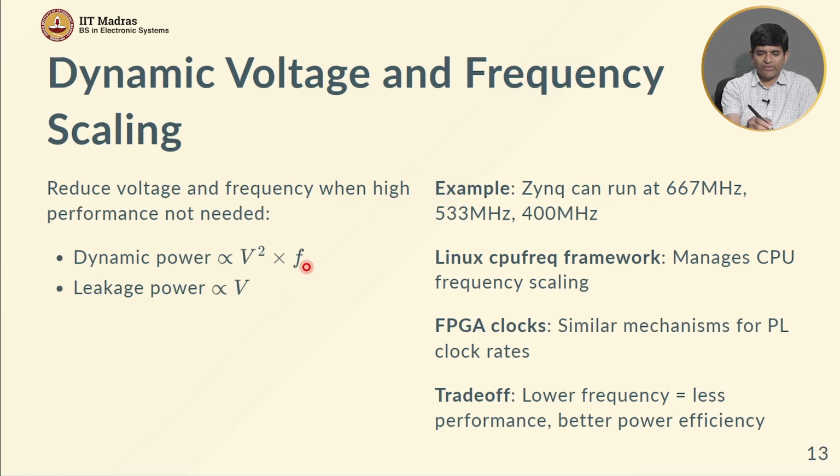Now, obviously the trade-off that we have over here is lower frequency in general means lesser performance, right, fewer instructions executed per second. It's good from a point of view of power efficiency, meaning that your power consumption has reduced. The problem is it probably takes longer for any particular computation to finish. Now, many processors, not so much in the context of the Zynq, but many other processors also have the capability of changing the voltage, right.